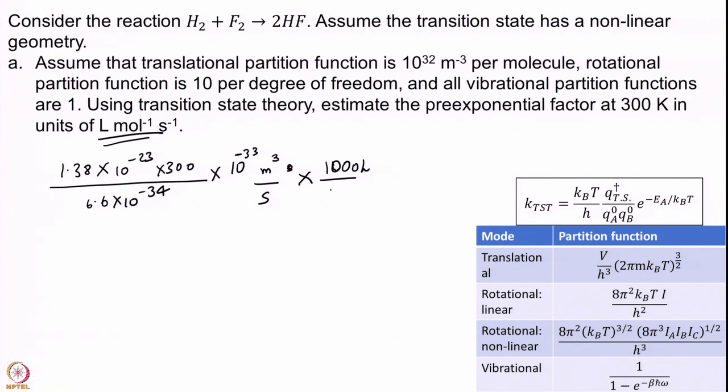My pen, in 1 meter cube into 6.02 into 10 to the power of 23 moles divided by mole. Yes, so that is our conversion from per molecule to per mole. We multiply by the Avogadro number. So meter cube cancels and I get units of liter, mole inverse, second inverse.